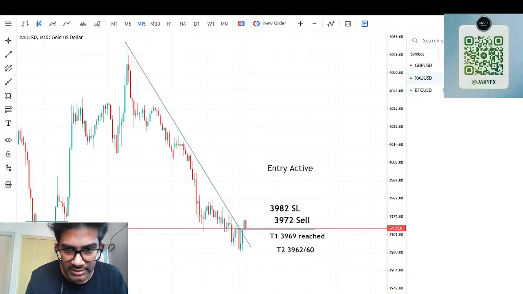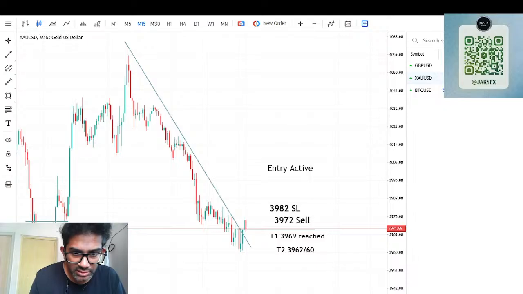Those who are still watching the charts, who have already booked the first target. We have reached the first target already as soon as the signal was given at 3969. So we've reached the first target already. Those who are still continuing, I hope you guys have already booked your partial profits and are waiting only for the second target with cost to cost, stop loss at entry.